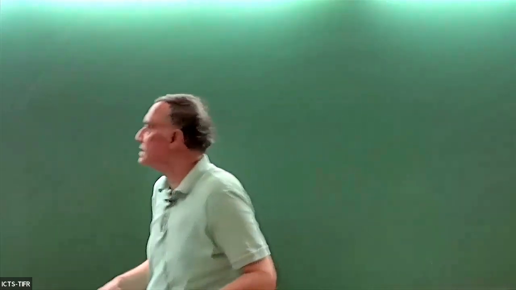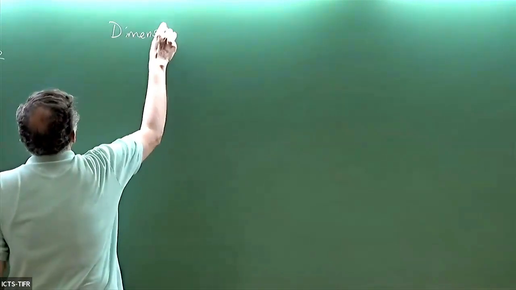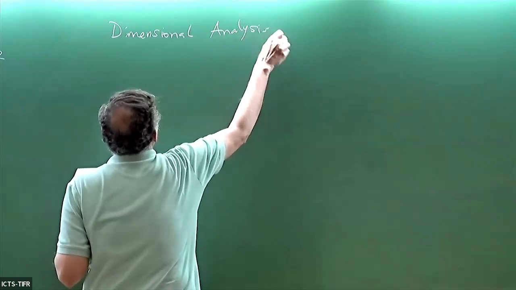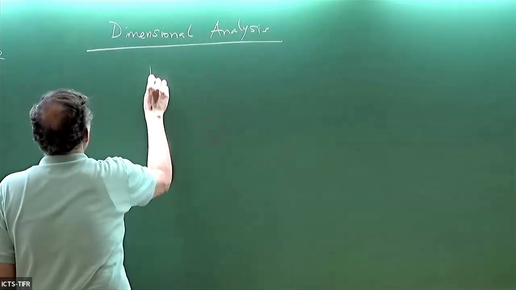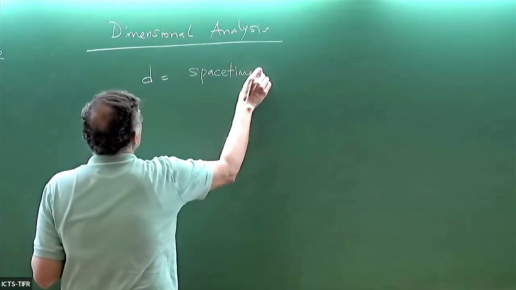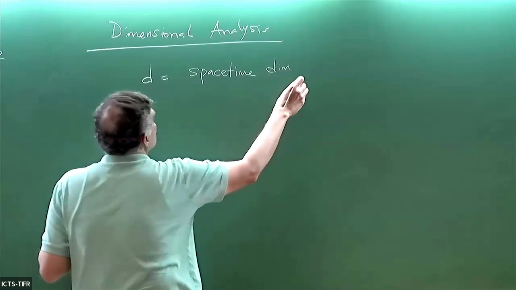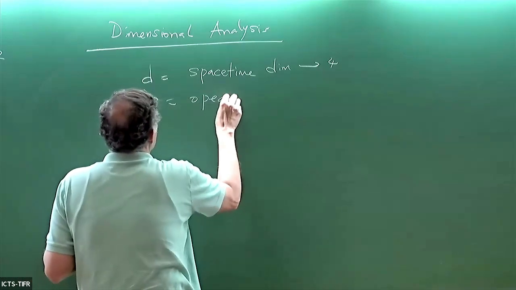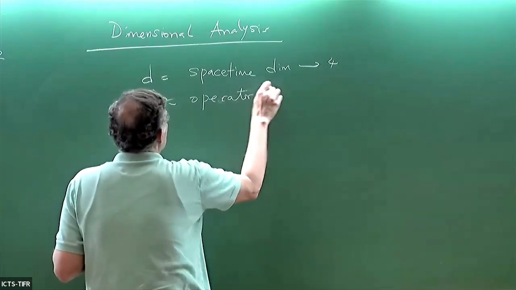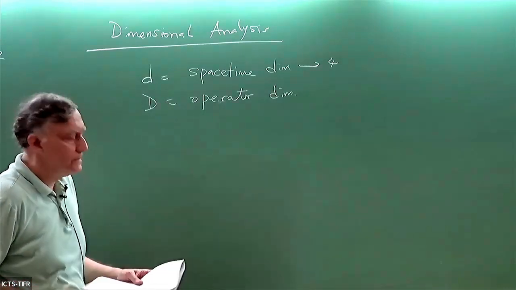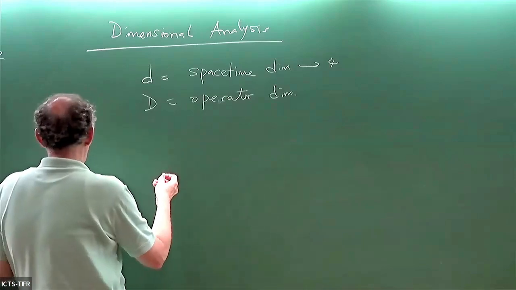All right, so I wanted to discuss dimensional analysis, which is relevant for the power counting. I think what I did was I said little d is the number of, we're going to go to 4 dimensions, but little d is space-time dimensions. And capital D is the operator dimension.